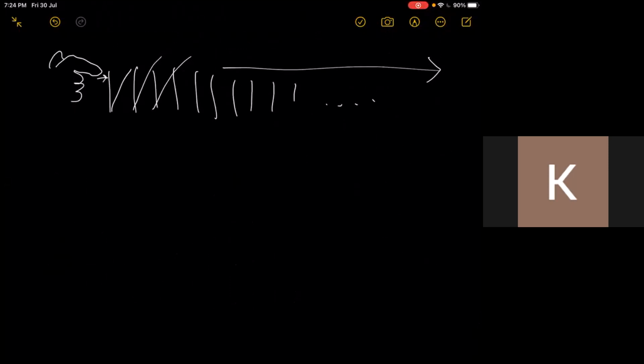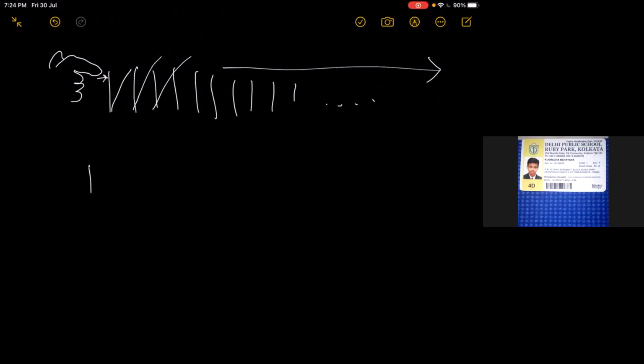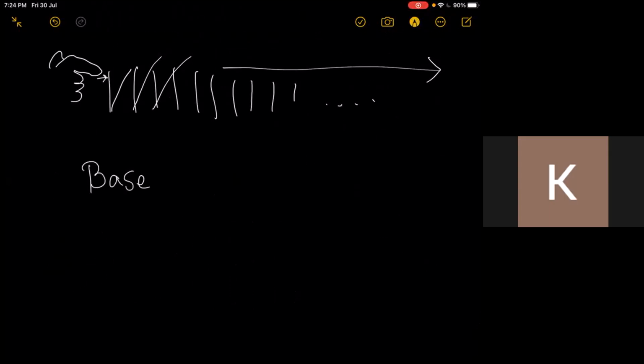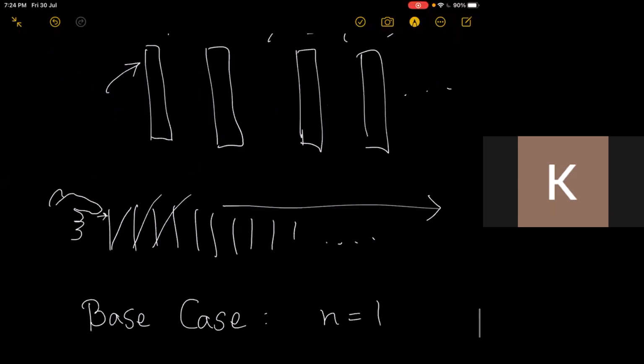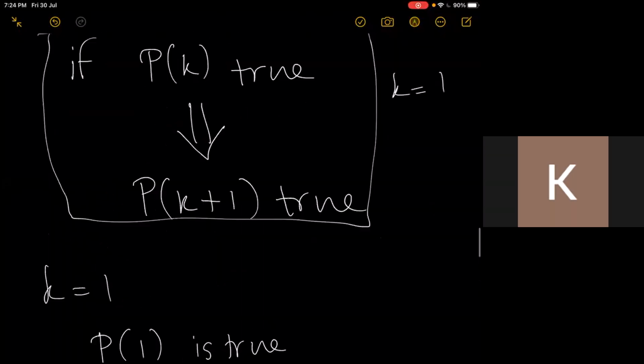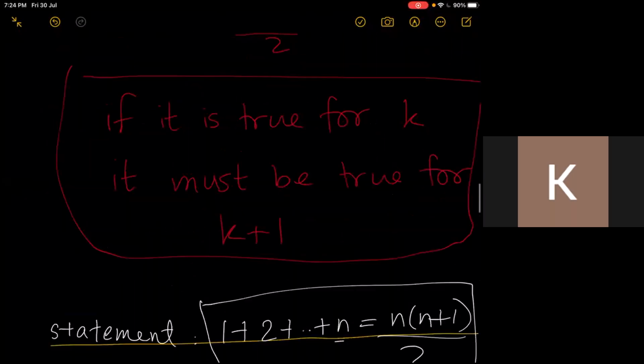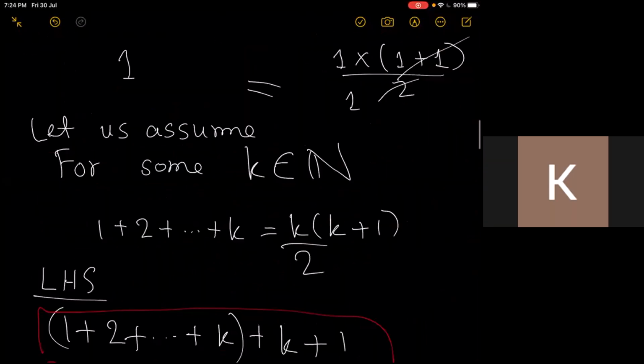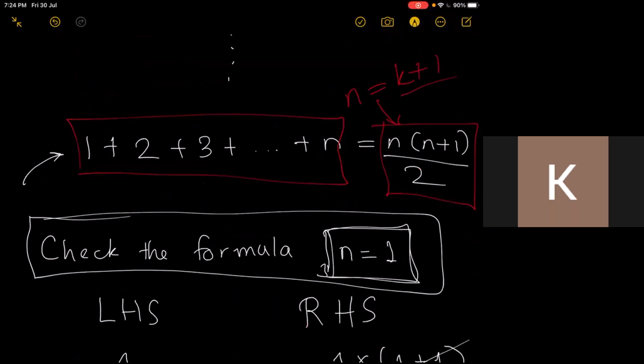Please say yes, no, something, or else I won't understand. Okay. So how is it like dominoes? You have to check a base case. Base case is the lowest case. Here it was n equal to 1. We checked the formula for n equal to 1. This was the base case. This is my first domino.